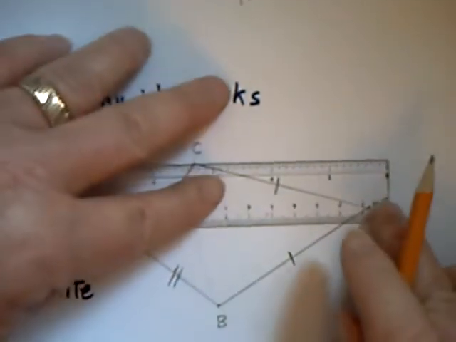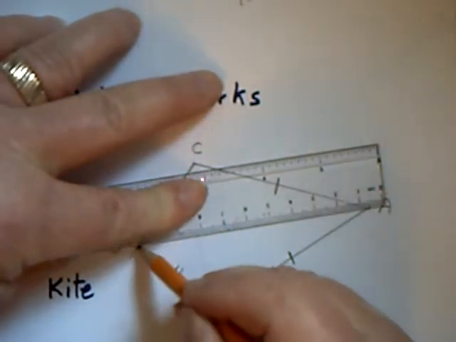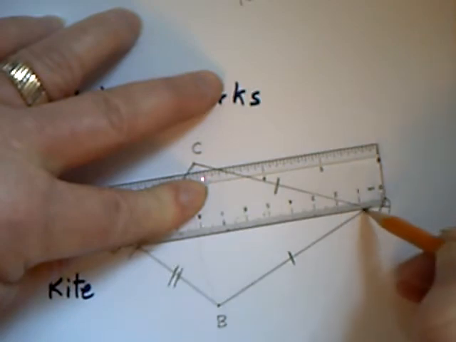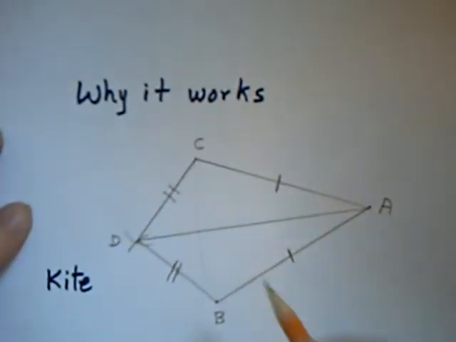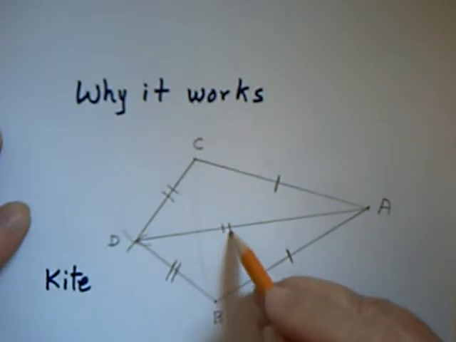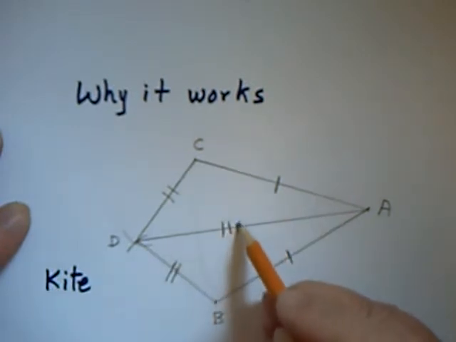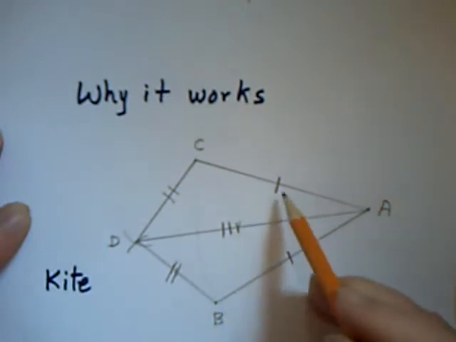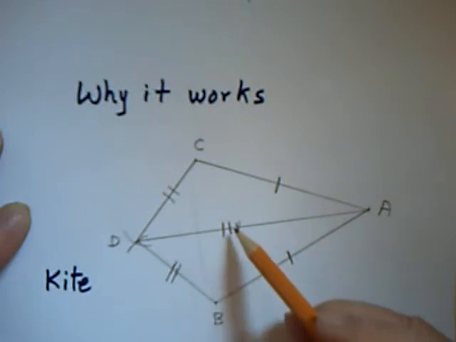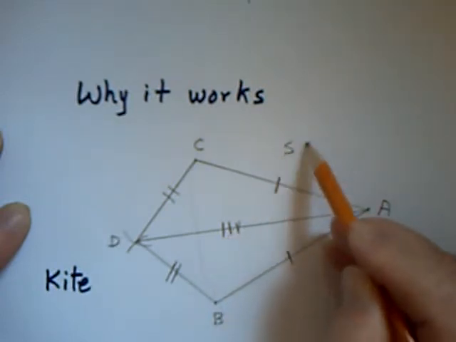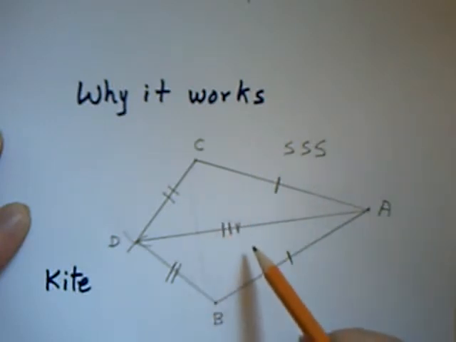Then when I join up A to D, I am taking a diagonal of my kite. Now this line belongs to both triangles. We have now this side equal to that side, this side equal to that side, and this side equal to itself. That's called a side-side-side proof that the two triangles are equal.